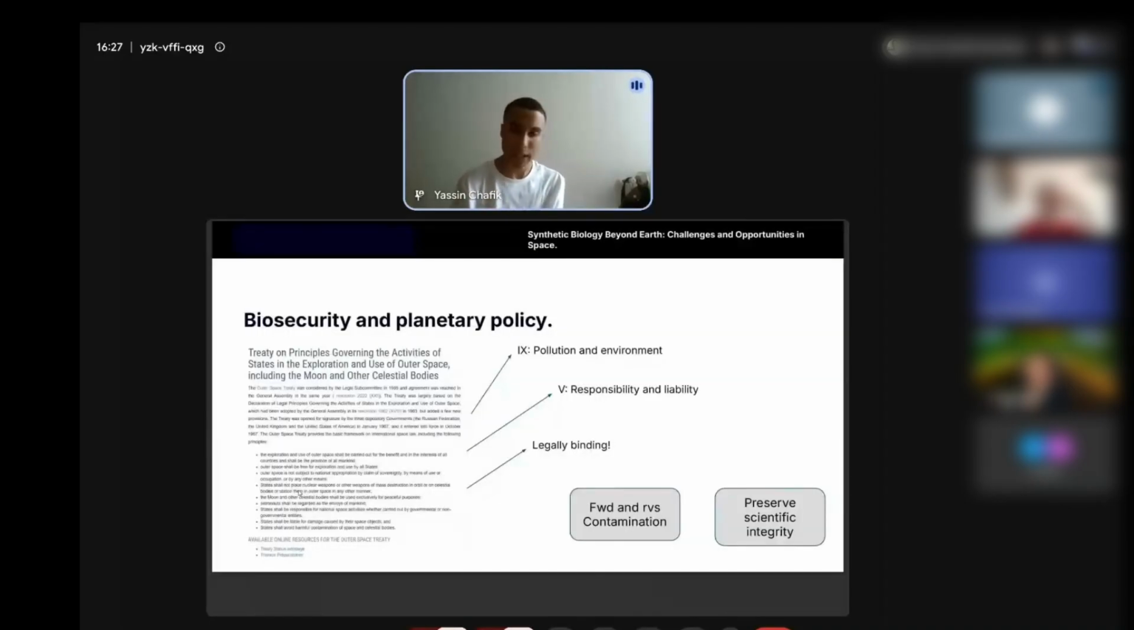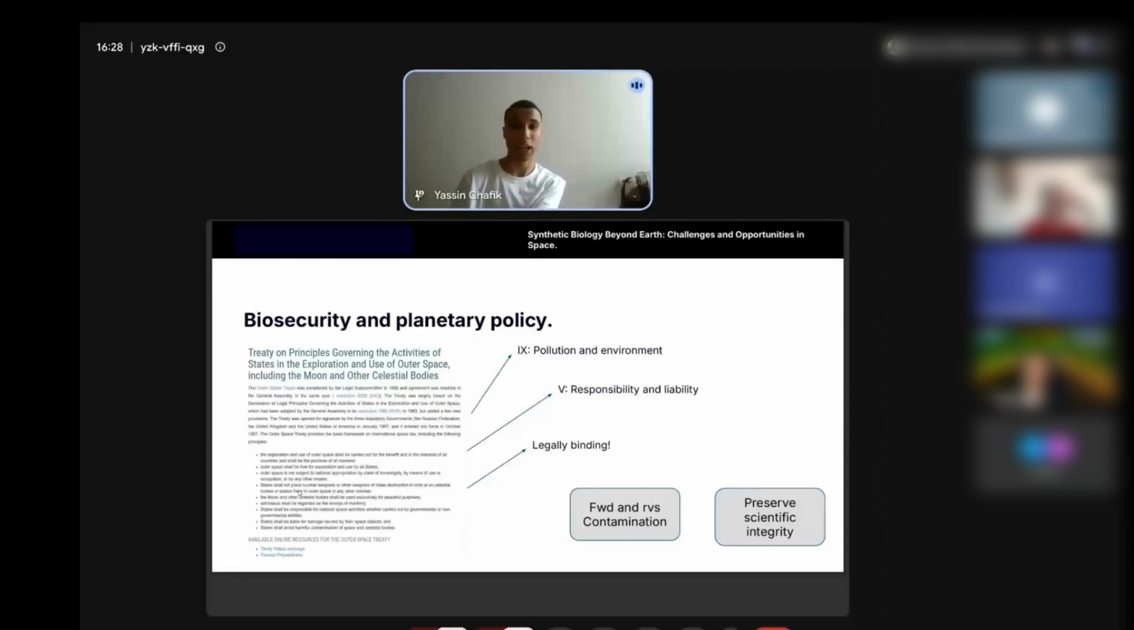And I'm going to talk very fast about biosecurity, because at the end of the month, you've got a talk with EBIS, one of the biggest foundations of biosecurity internationally. So I'm going to give very quick notions. Regarding biosecurity and planetary biology, we've got two main laws, which are the Outer Space Treaty of 1967 and COSPAR. The Outer Space Treaty of 1967 is the only thing that is legally binding, and it's not just for synthetic biology, it's for anything related to space.